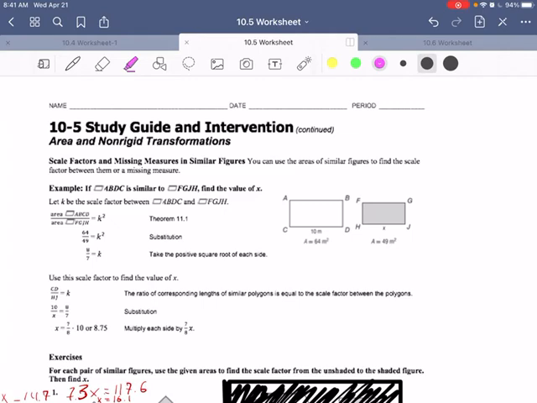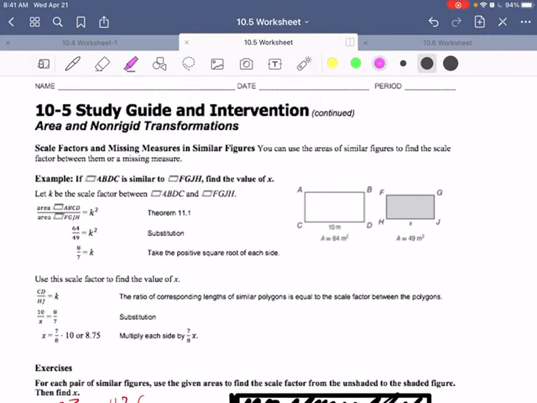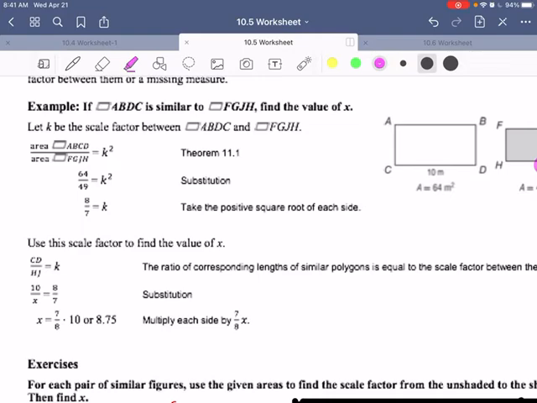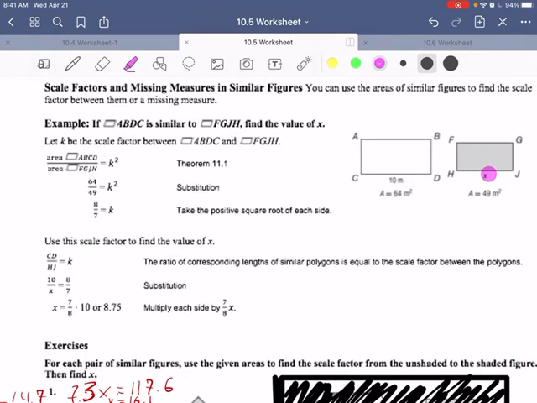So, just like in that second example on the example page where we were finding the scale factor, we're going to do that, and then we're going to use the scale factor to find x, that missing piece of the puzzle. So, first we find the scale factor. If we let k be the scale factor between these two, and again, we're trying to find x, so we know we're going from the left to the right, this larger one to the smaller one.